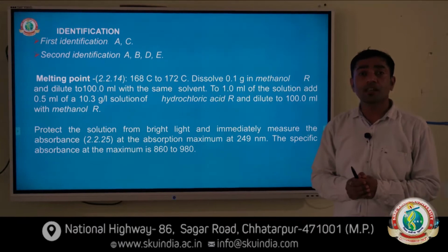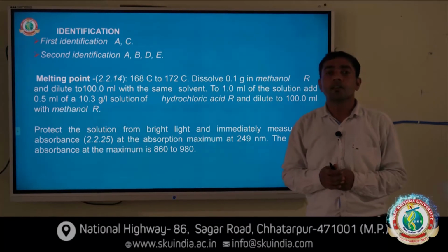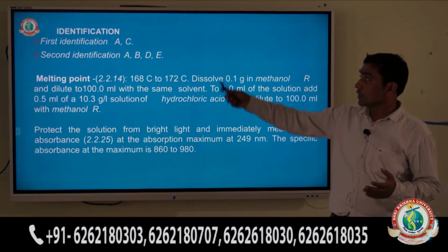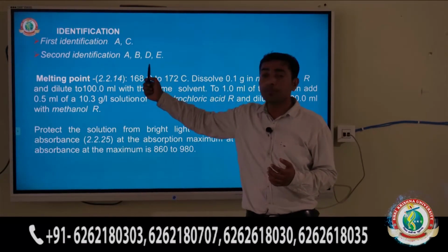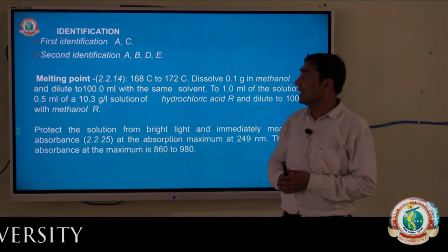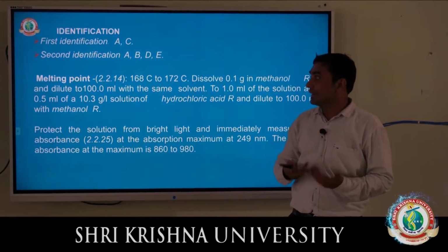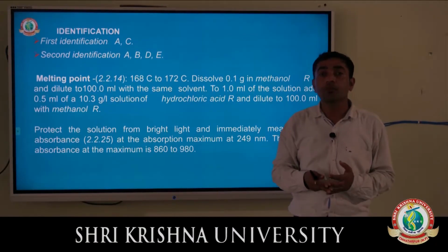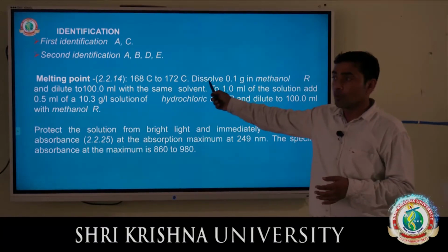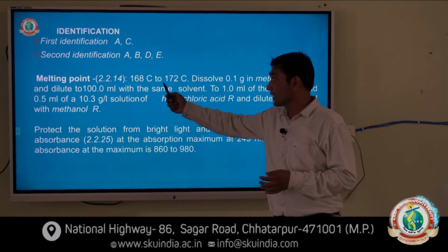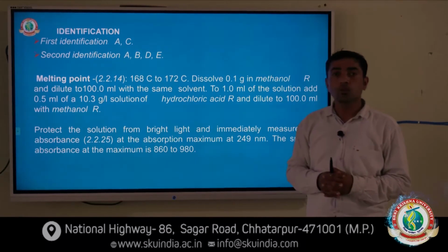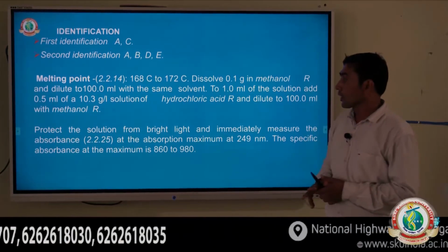After that, identification procedures are given for paracetamol in the monograph of IP. So the first identification includes the process A and C, and the second identification includes the process A, B, D and E. Melting point of paracetamol is given in the monograph of IP. It is 168 degrees Celsius to 172 degrees Celsius.